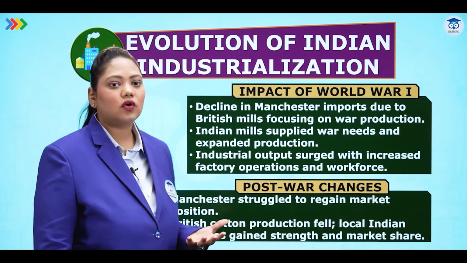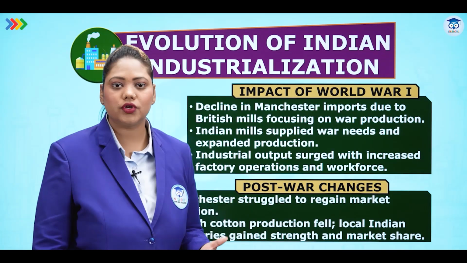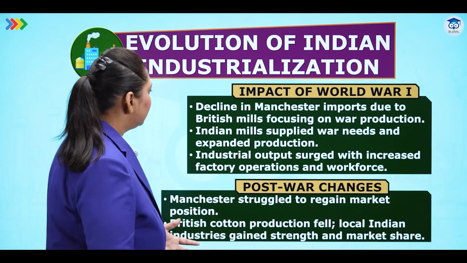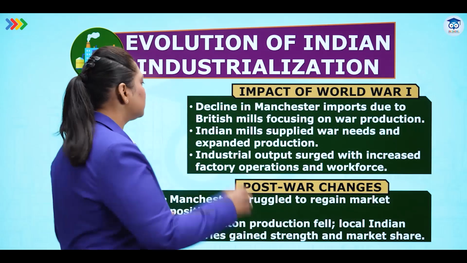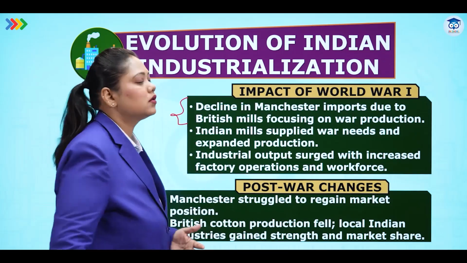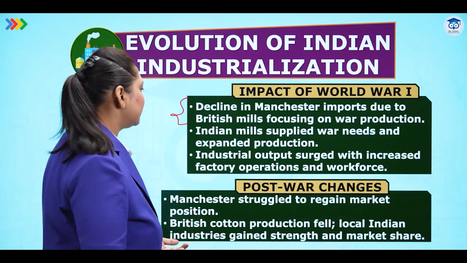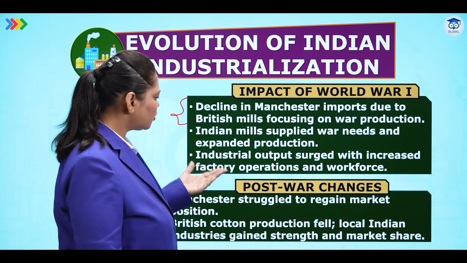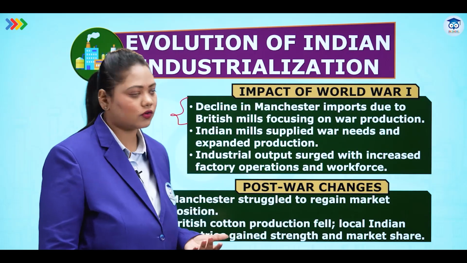Let's see the impact of the World War I. World War I started in 1914, lasted for 4 years till 1918. Decline in Manchester imports due to British mills focusing on raw production. Britain was a part of World War I. That is why the production declined. Indian mills supplied war needs and expanded production. Industrial output surged with increased factory operations and workforce.